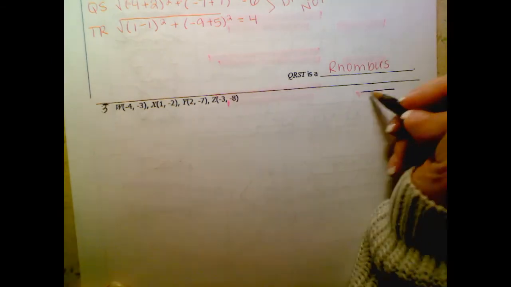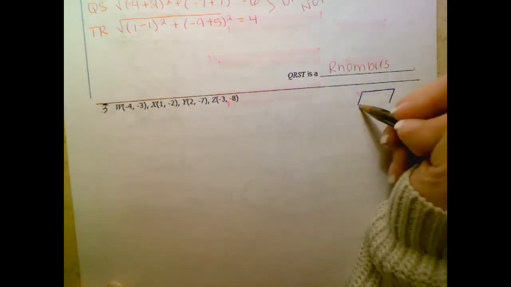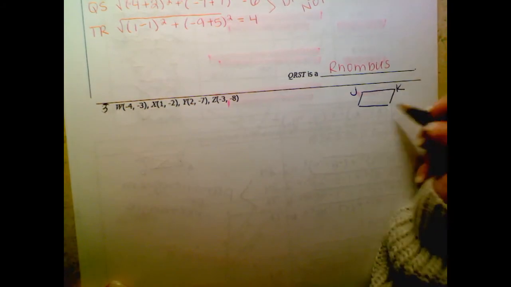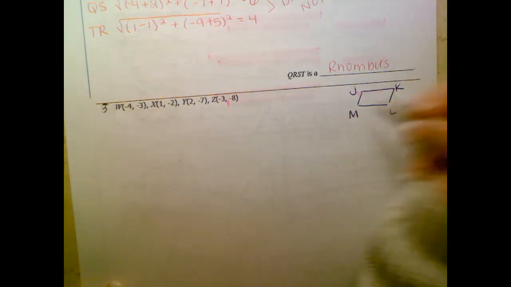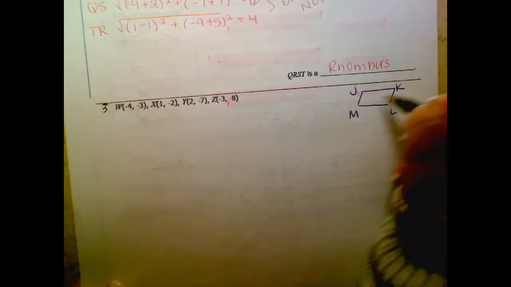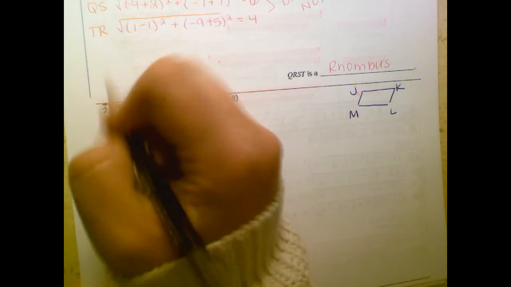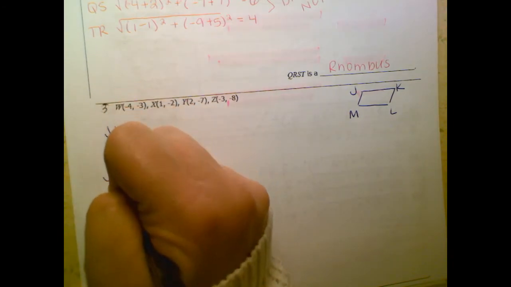All right, last quadrilateral that we're going to do. Again, draw your picture. J, K, L, and N. I'm going to look at opposite sides, kind of pair them together. So JK, ML, JM, KL.